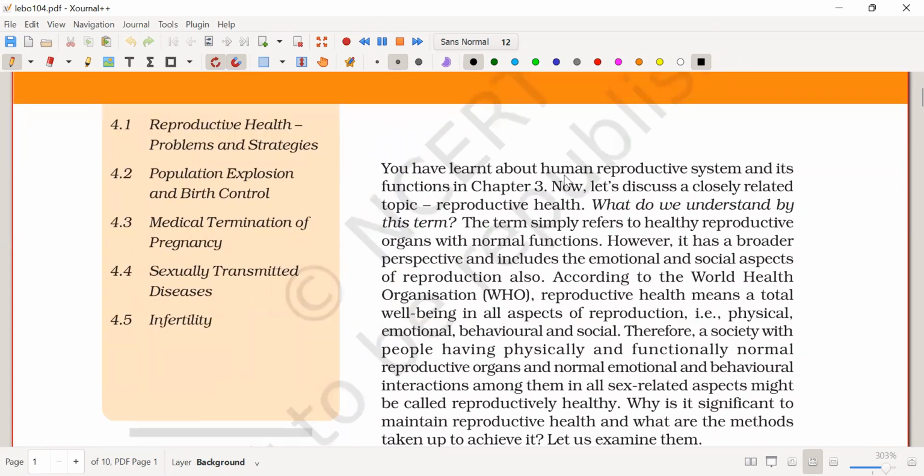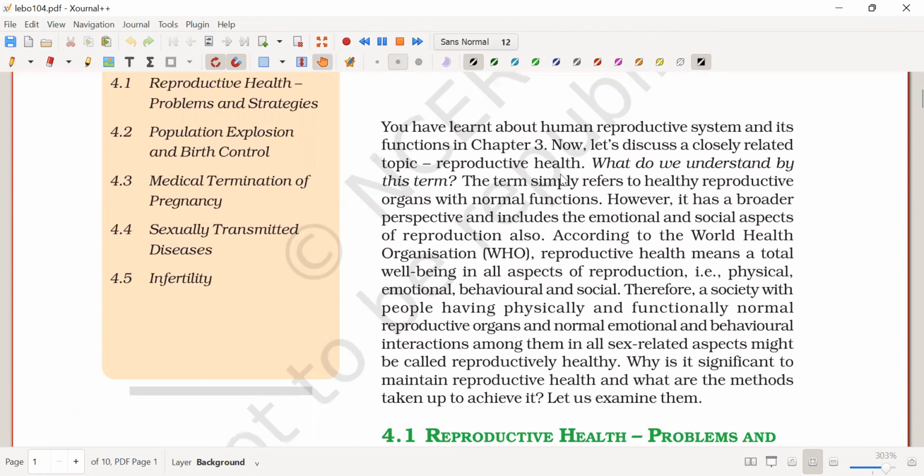You have learned about human reproductive system and its functions in chapter 3. Now, let us discuss a closely related topic, reproductive health. What do we understand by this term? The term simply refers to healthy reproductive organs with normal function. However, it has a broader perspective and includes the emotional and social aspects of reproduction also.